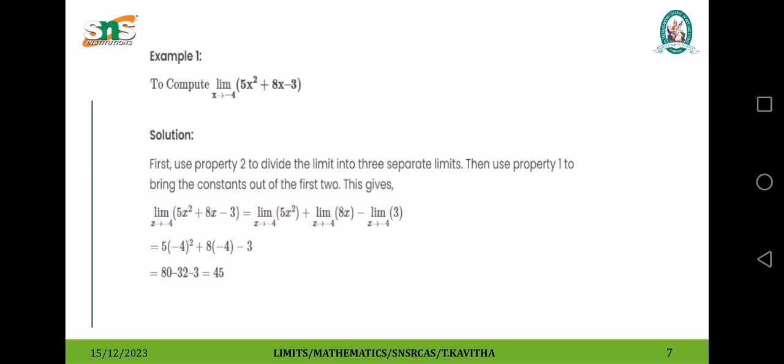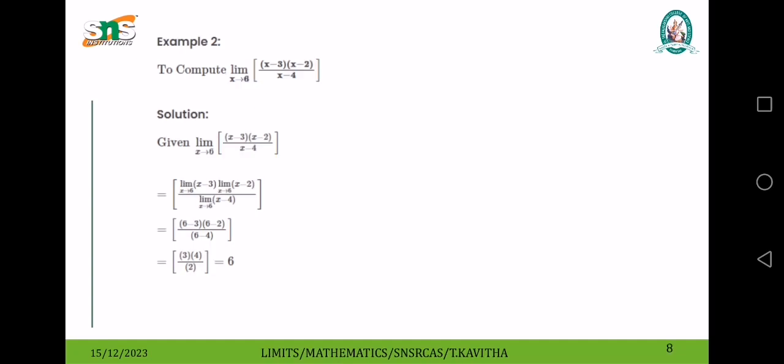We substitute the value of x is minus 4, then we get 5 into minus 4 whole square plus 8 into minus 4 minus 3. Minus 4 square is equal to 16, 16 into 5 is 80, 8 into minus 4 is minus 32, and minus 3, we got 45.